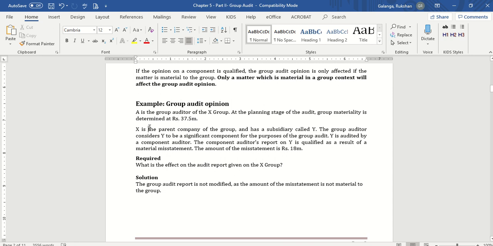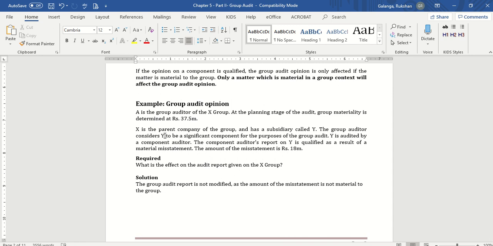Right? X is the parent company of the group, and has a subsidiary called Y. දැන් මෙතන X group එකනේ. X group ඒ කියන්නේ parent ගේ නමත් X. එයාට subsidiary එකක් තියෙනවා Y කියලා. The group auditor considers Y to be a significant component for the purpose of the group audit.